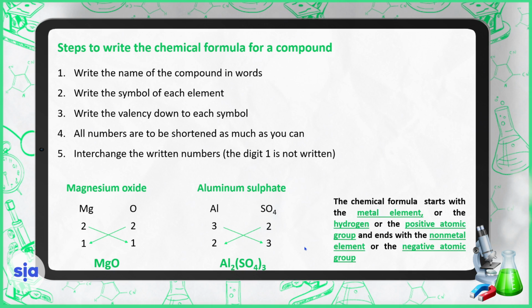Please note that the chemical formula starts with a metal element, like magnesium oxide. The metal comes first. Aluminum sulfate, the metal comes first. Or the hydrogen, or the positive atomic group, and it ends with the non-metal. So the chemical formula will end with a non-metal or a negative atomic group. So it starts with a metal, a hydrogen, or a positive atomic group and ends with a non-metal or a negative atomic group. This is the way to write a chemical formula.